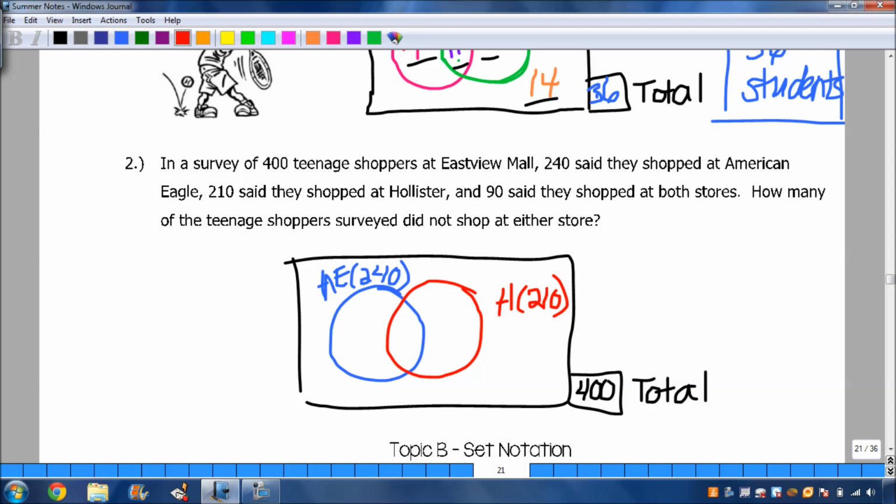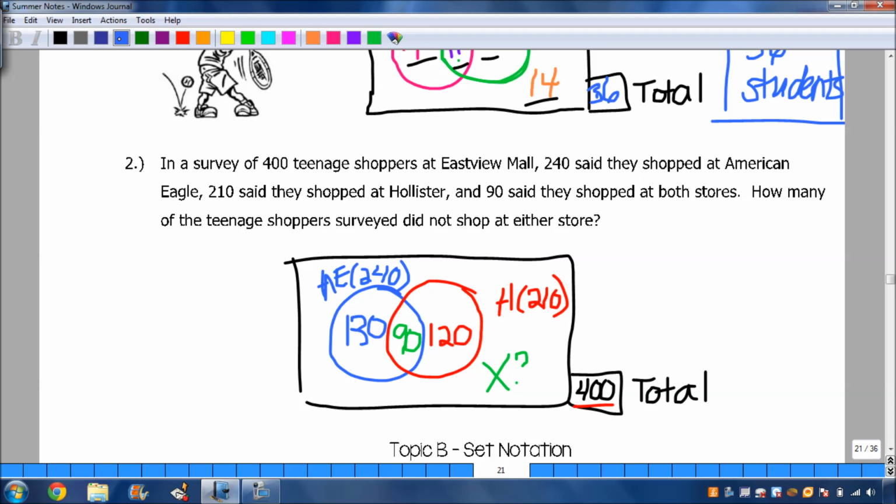And then 90 say that they shopped in both stores. So I can put a 90 right here, okay? So that means that the number of people that shop just at American Eagle is 240 minus 90, which is 150, okay? And the number of people that shop just at Hollister is 210 minus 90, which is 120. And then I know that there's a total of 400. And then it says how many of the teenage shoppers surveyed did not shop at either store. So I don't know how many students here don't shop at either store, but I do know that it all adds up to 400 altogether.